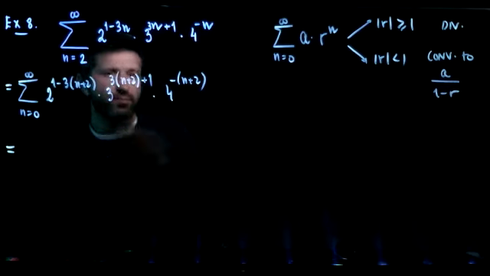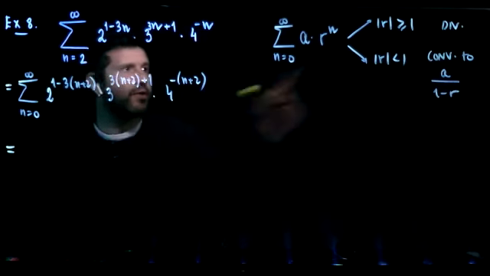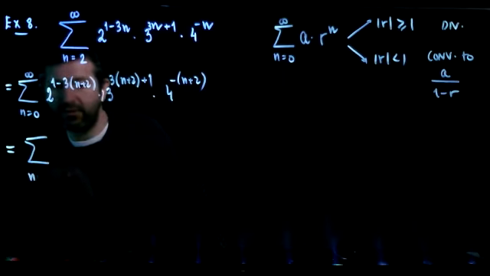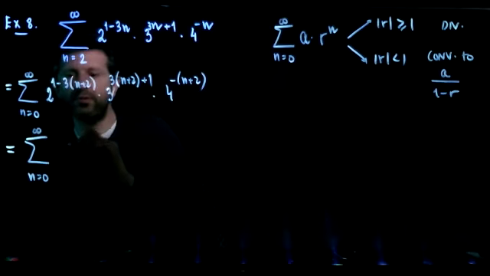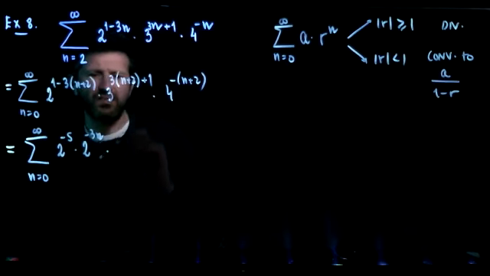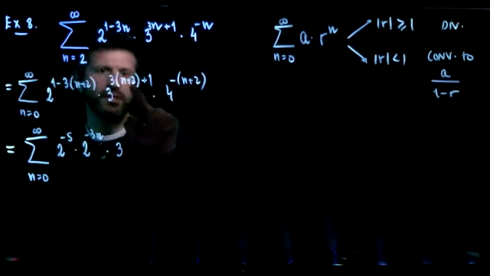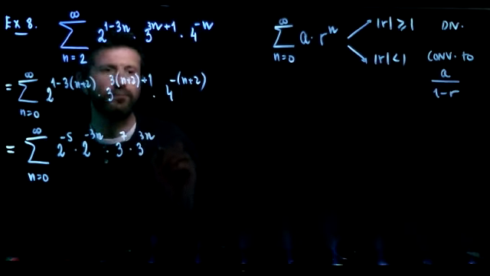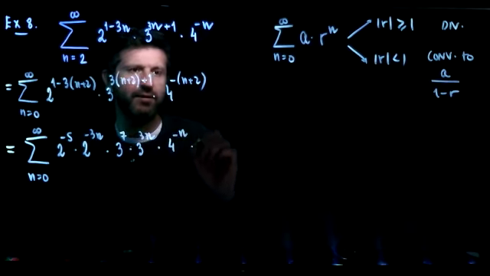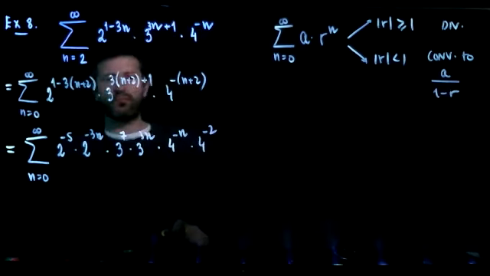Okay, at this point now we have to rearrange this until we recognize this form. So let's go. Sum. Okay, so already we took care of the n equals 0. So let's do this. 2 to the power of 1 minus 6, which is negative 5, times 2 to the negative 3n, times 3 to the power of, so 6 plus 1 is 7, times 3 power 3n, times 4 to the power of negative n, times 4 to the power of negative 2.